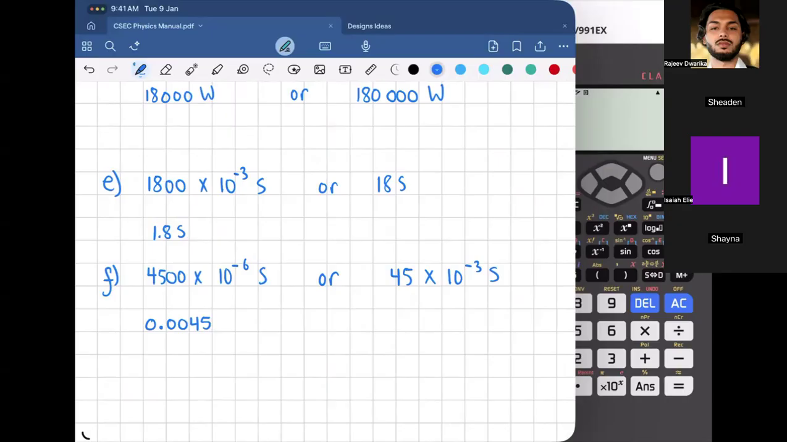So we got 0.0045. Cool. And 45 by 10 to the power -3, that would be what? 0.045. Yes, sir. Okay, so which quantity is larger?